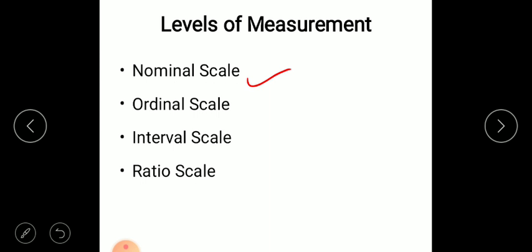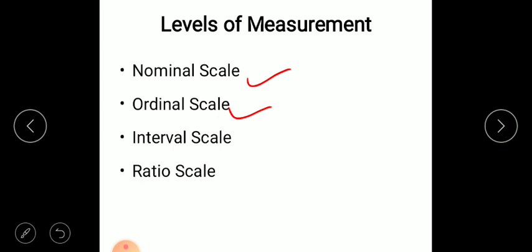So when you are just grouping, and these groups do not have any meaning, this is nothing but nominal scale. So these names are just nominal, they do not have any meaning, that is why we call it nominal scale. Now second one is ordinal scale. As the name suggests, ordinal, here order is more important, that is the first group, second group, third group, fourth group, whatever is there, they are in a particular order, either in increasing order or decreasing order of something.